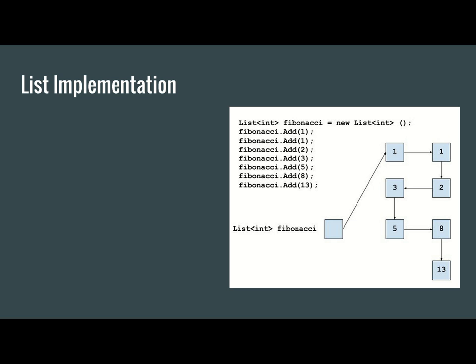So this is how a list is implemented. Every time you add something, you add it to the end of the last item. When you first call the statement Fibonacci.add(1), you add it here, pointed to from an empty list. And then the second time you call it, you add it to the end of the last item, which is here. And then you just keep appending.